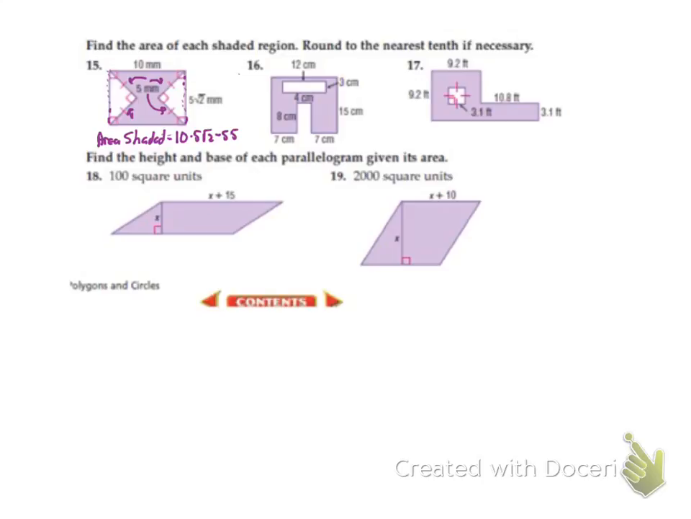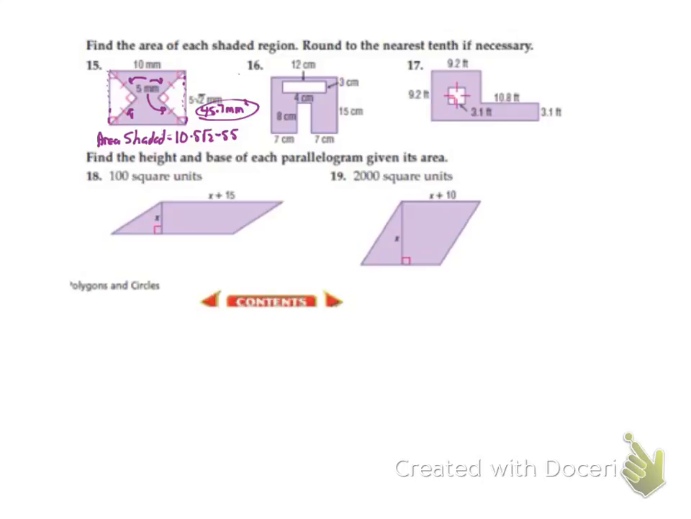I made as many errors as I could there on the calculator, but the answer is 45.7. So 45.7, and these would be square millimeters. And that's your final answer.